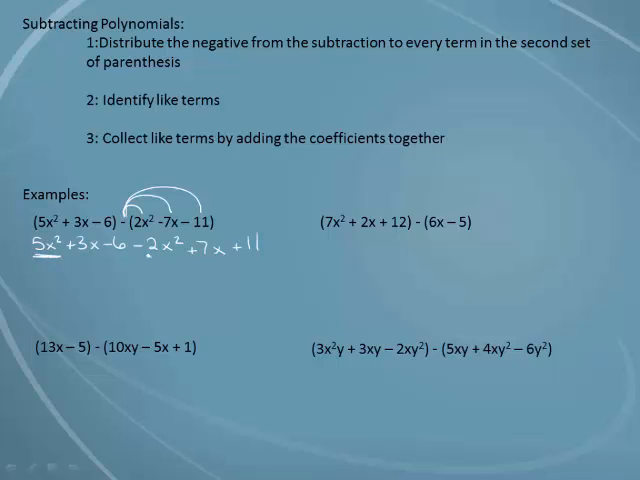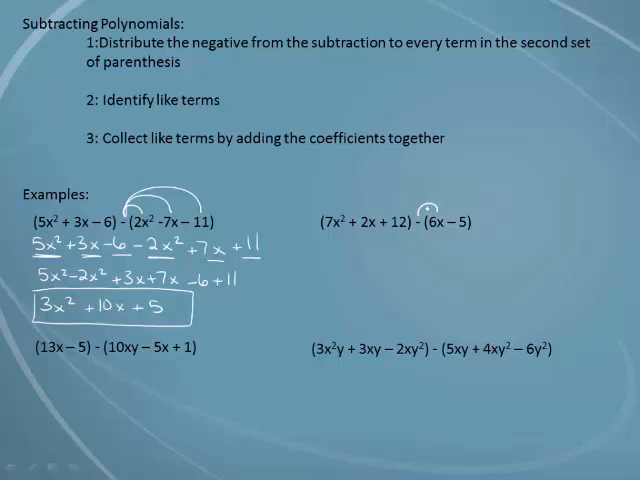5x squared and negative 2x squared are like terms. 3x and 7x are like terms. Negative 6 and 11 are like terms. So 5 minus 2 is 3x squared. 3 plus 7 is 10x. Negative 6 plus 11 is 5.